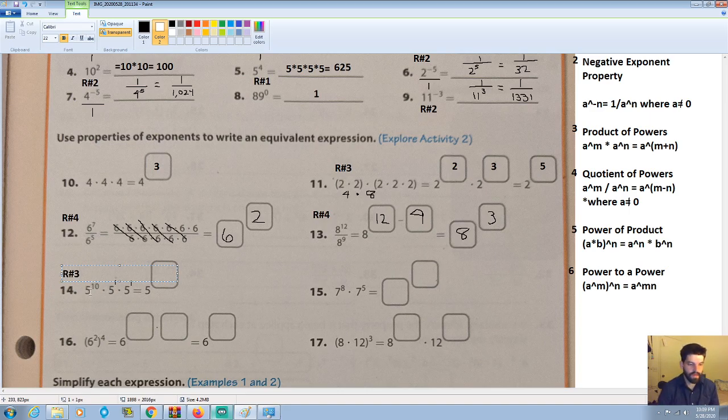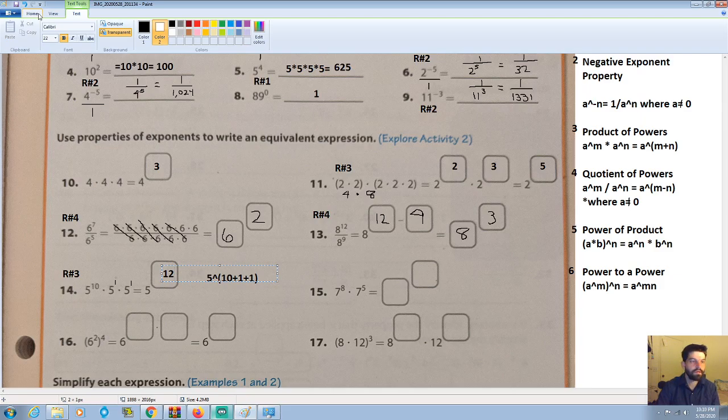So 5 to the 10th times 5 to the 1 times 5 to the 1 is going to be equal to 5 to the 10 plus 1 plus 1. And that's going to give us 5 to the 12th power. Okay, so again, if you were to do kind of like number 6 here, but instead as a quotient, you were just going to list out all of the 5s, you would see that there are 12 5s being multiplied by each other.